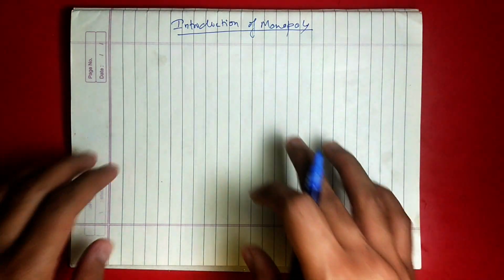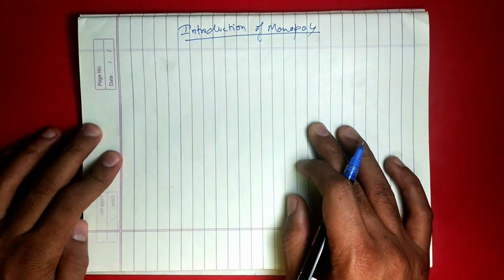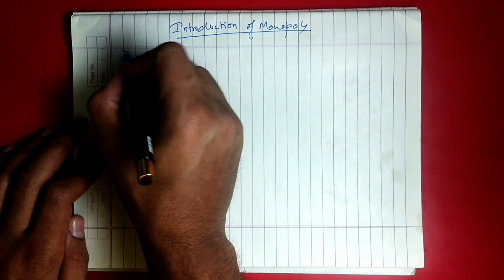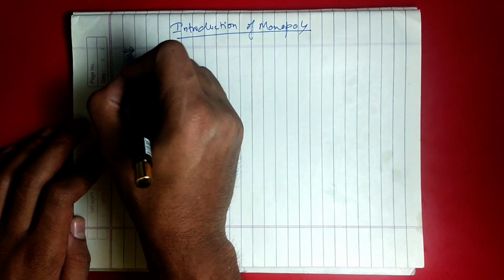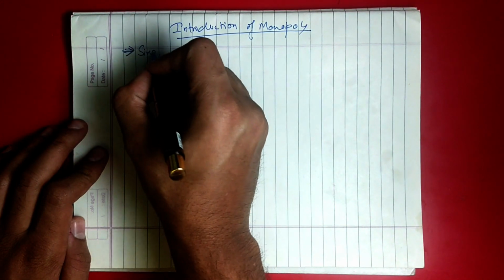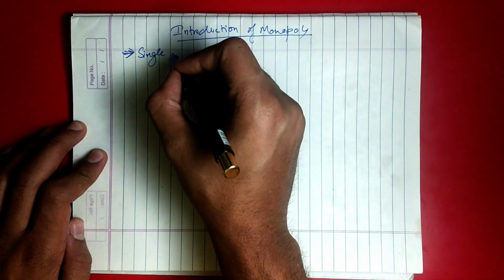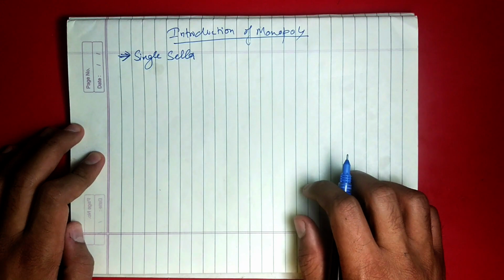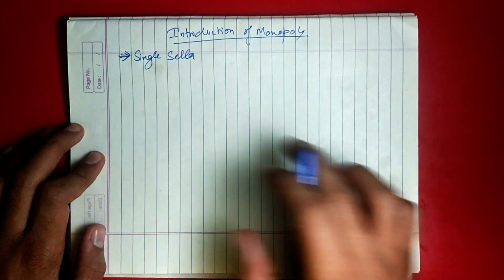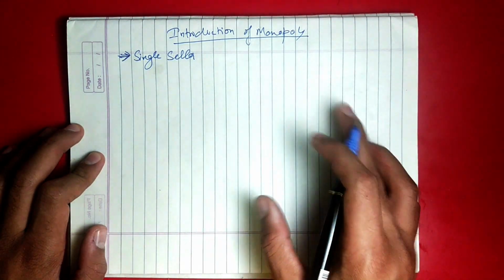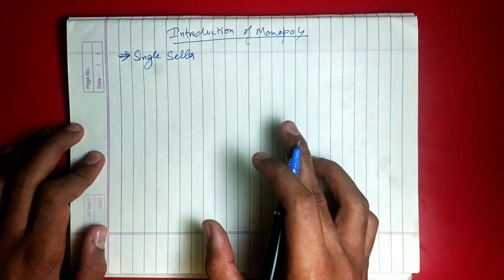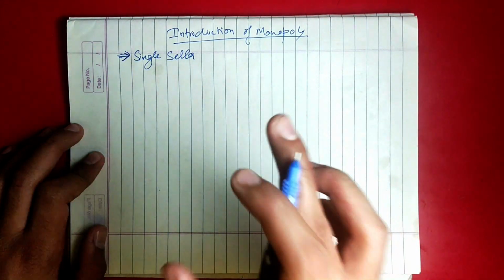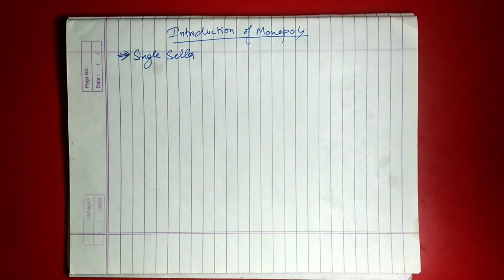So the main basic feature of monopoly is a single seller. There is only a single seller in the market, which can do price discrimination. But mind it, a monopolist cannot decide price and quantity both at the same time. He can only decide one thing at a time. Okay, so always remember that.